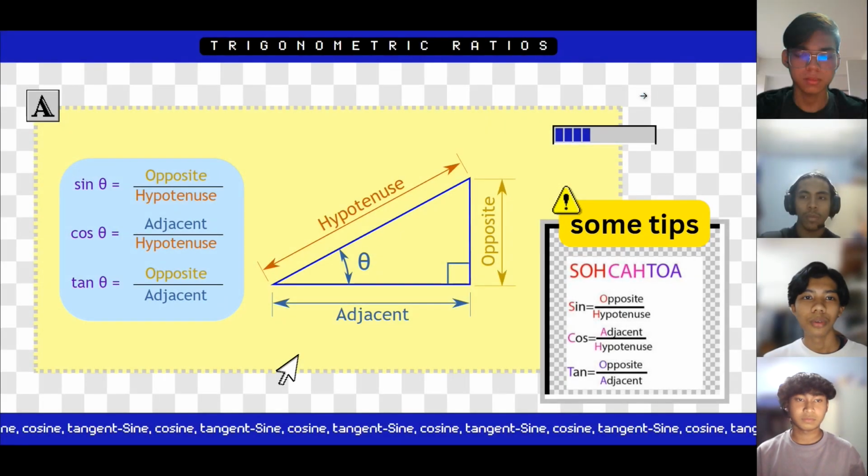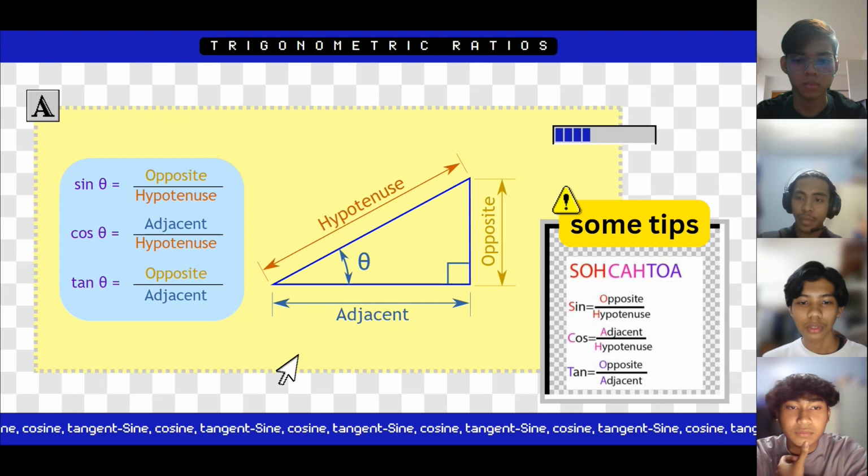So now we're going to go to trigonometric ratios. Introducing sine, cosine, and tangent. There are three basic functions in trigonometry, each of which is one side of a right angle triangle divided by another. The three functions are named by abbreviation in relationship to the sides of the triangle. Sine: sin theta equals opposite over hypotenuse. Cosine: cos theta equals adjacent over hypotenuse. Tangent: tan theta equals opposite over adjacent.